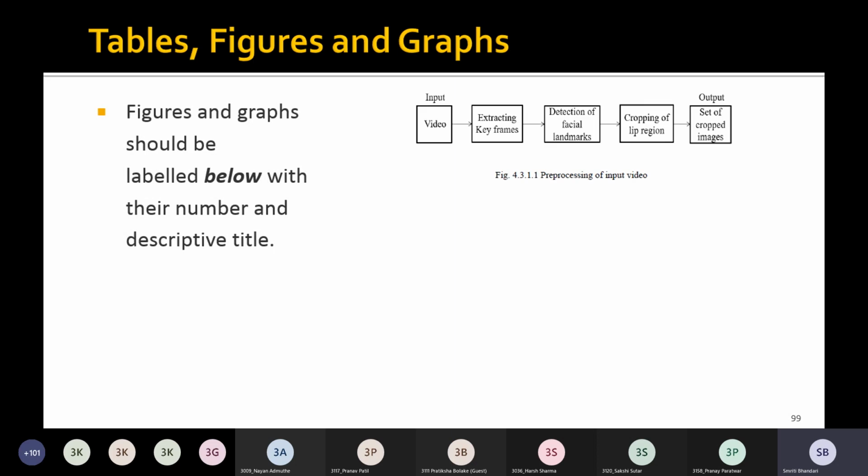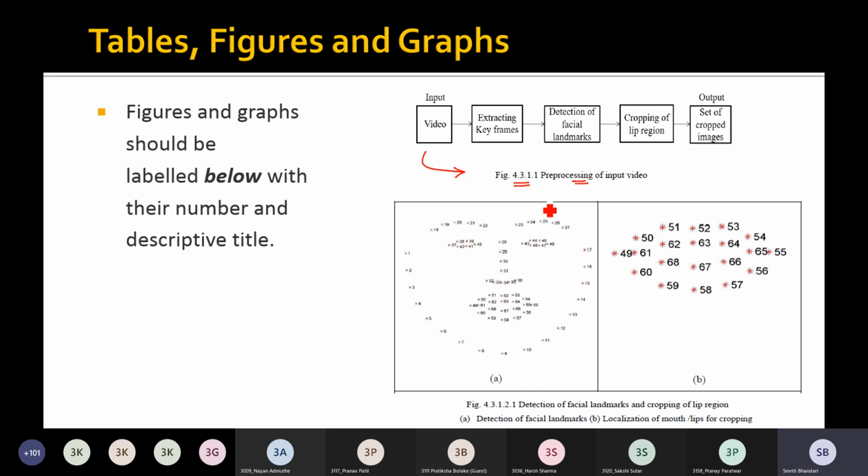If we are using figures and graphs, as I mentioned, they should be labeled below with their number and the descriptive title. See here, this is a block diagram showing some process. The figure number and the figure title are provided below the figure. This is one more example. See here, this is the figure number, this is the title for the figure, and this figure has two parts. The first part of the figure is labeled as A and the second part is labeled as B.